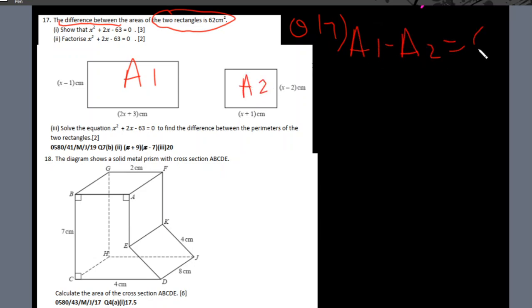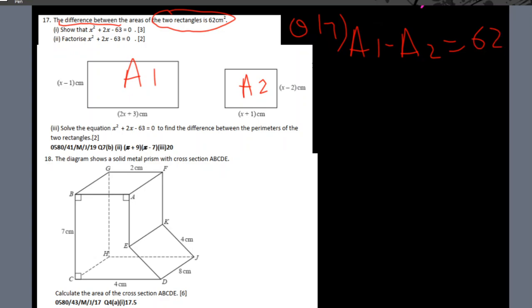Question number 17, which says the difference between the areas of the two rectangles is 62 centimeters square. Part 1, show that x square plus 2x minus 63. So we need to show those equations building on the fact that the difference between the areas of the rectangles is 62. So let's call this A1 and A2. We're told that A1 minus A2 should be equal to 62.